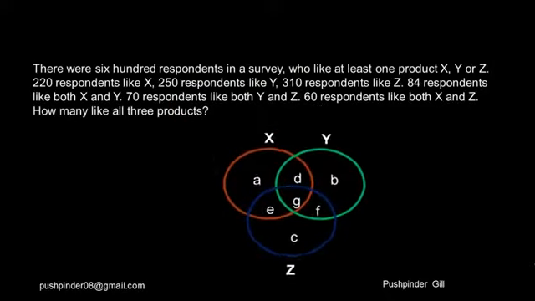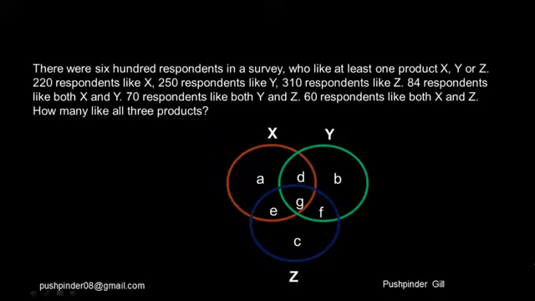So this is the question in which you always have to make the diagram like this, because this covers all the scenarios, right? This is the number of students liking product X, the number of respondents liking Y, and the number of respondents liking Z. So this is how you'll make it, right?